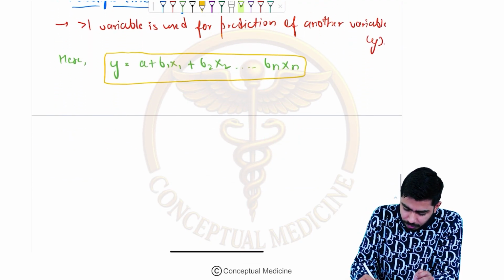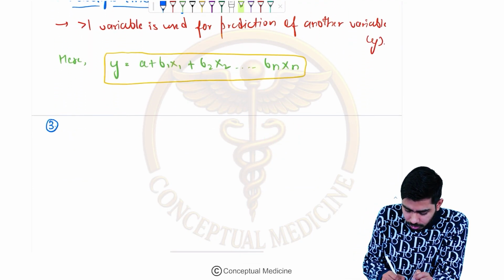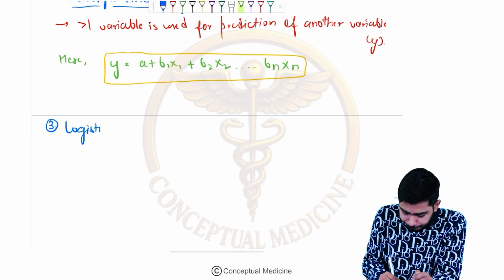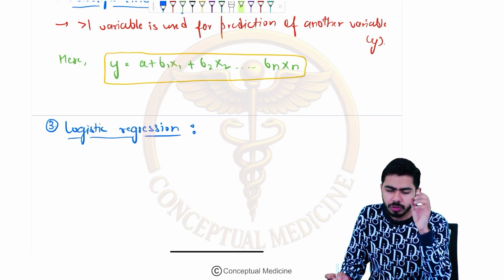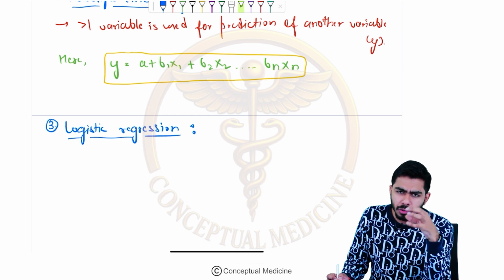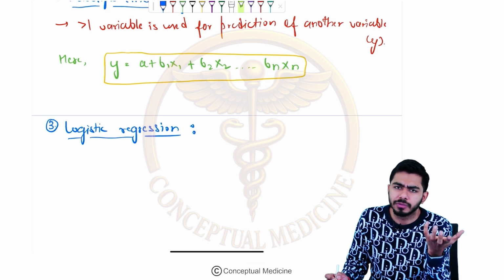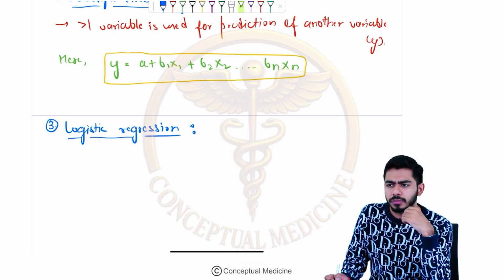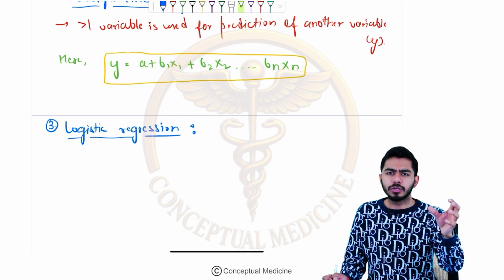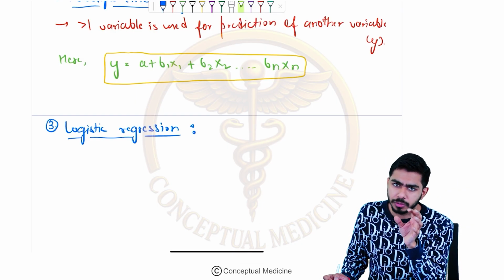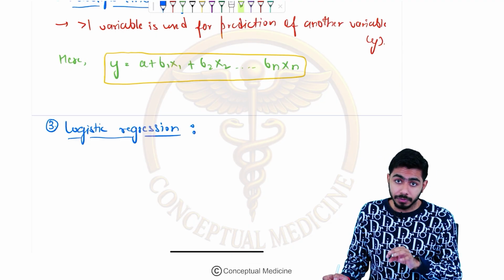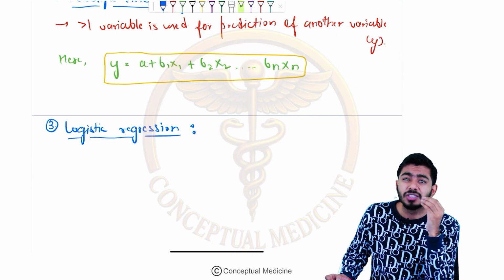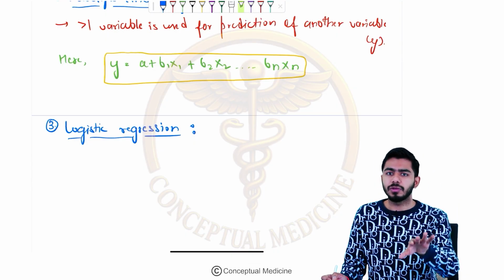After that we shall be talking about the third one, that is the logistic regression, right? In the logistic regression, the outcome will be qualitative. For example, this particular person will be developing the disease, or this particular person will not be developing the disease, or this particular person will be surviving or not surviving. For example, if that particular person is sick, will this person be surviving or not surviving, right?